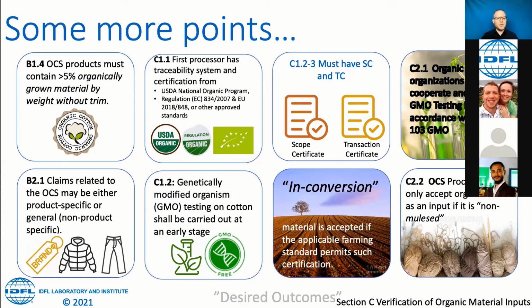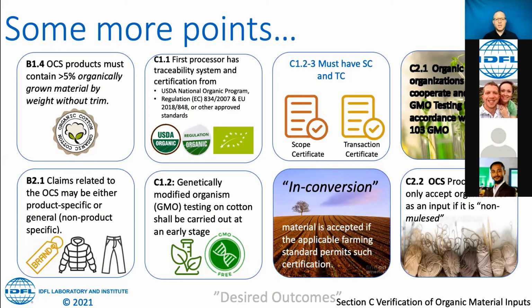GMOs must be tested on cotton at an early stage to make sure that it is in fact organic. The next thing is making sure that they have the scope certificates and also the transaction certificates. In-conversion, in certain standards, is when you have non-organic material and want to switch over to organic. There might be a year in between where the cotton produced may not be considered organic cotton. In that situation, it depends upon the actual standard itself, which is either USDA, the European method, or the local method, whatever the equivalent is.